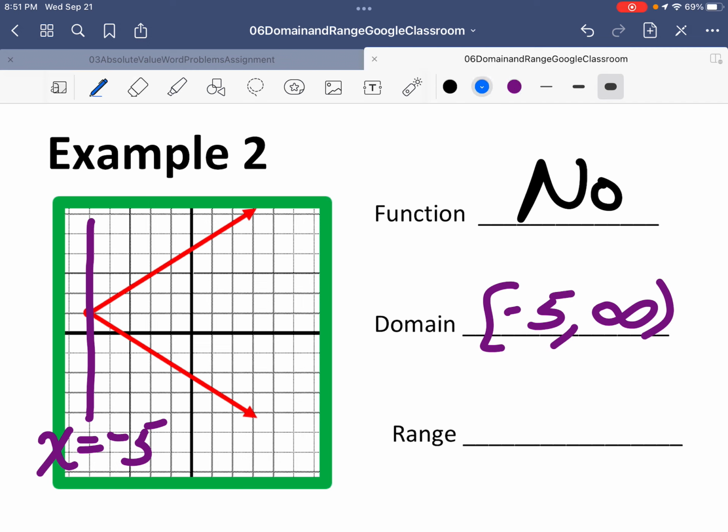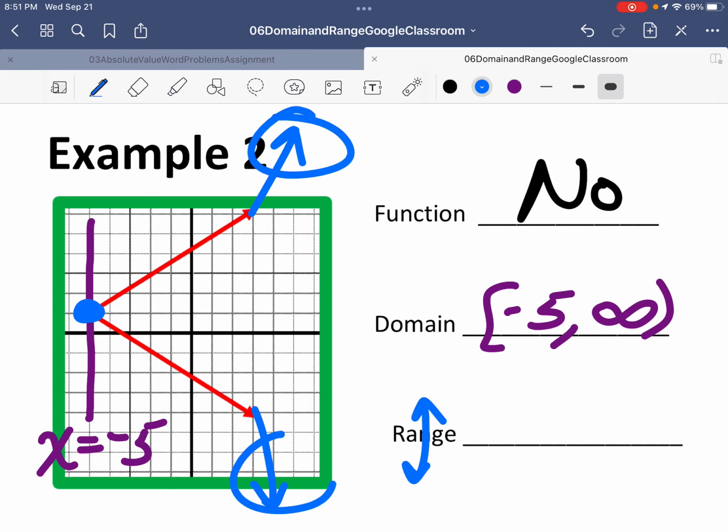Now the range. Remember, the range is what the graph's doing up and down. We do see these arrows. Yes, they seem to be pointing to the right, but they're also pointing up, which means that the graph is going to keep opening up as well as opening down forever. So don't use this point over here. It has nothing to do with how the y values are restricted. The graph keeps going down and keeps going up forever. We represent that as negative infinity to infinity.